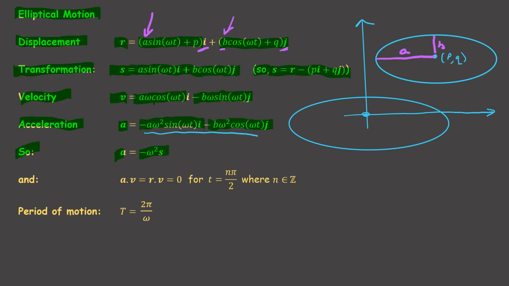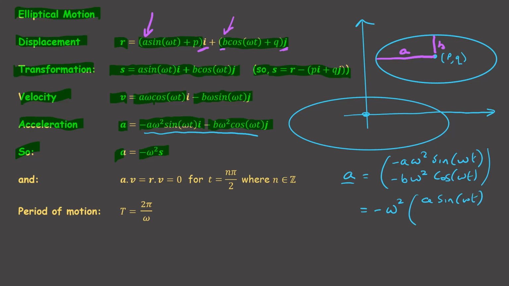If you look at that, where the acceleration is negative a omega squared sine omega t and negative b omega squared cos omega t, we can take out a negative omega squared, and then we get a sine omega t i and b cos omega t j, which is s.